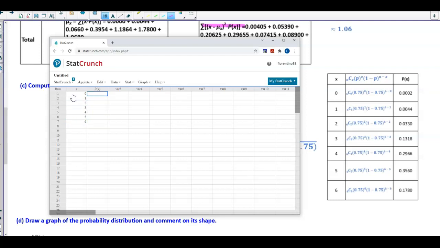And then what is the probability of each? 0.0002. And then 0.0044, 0.0330, 0.1318, 0.2966, 0.3560, and 0.1780.